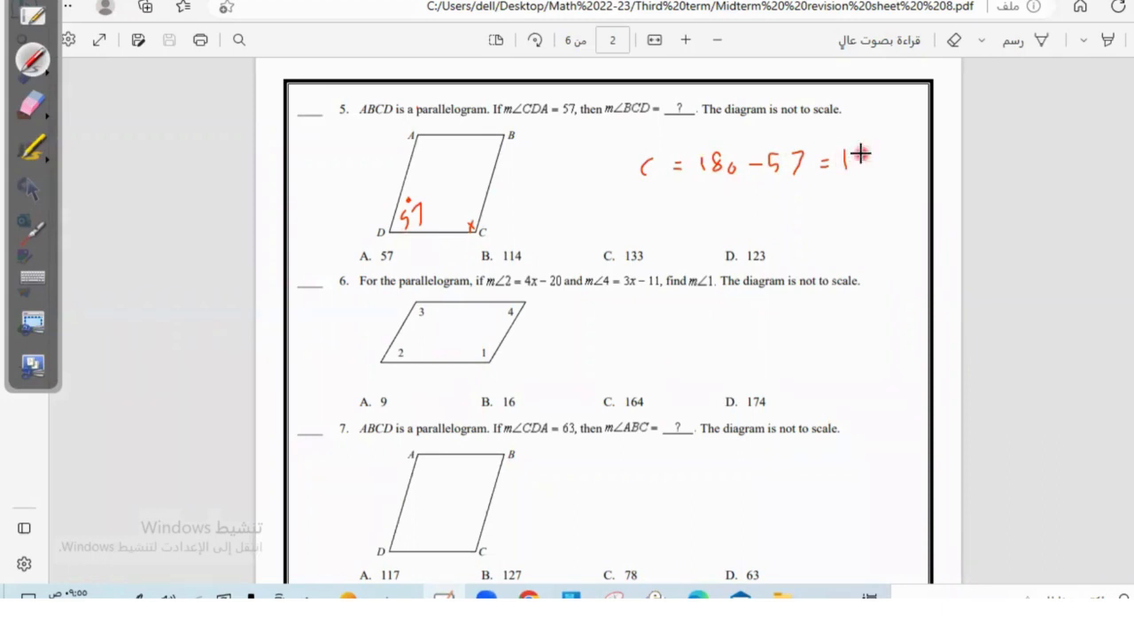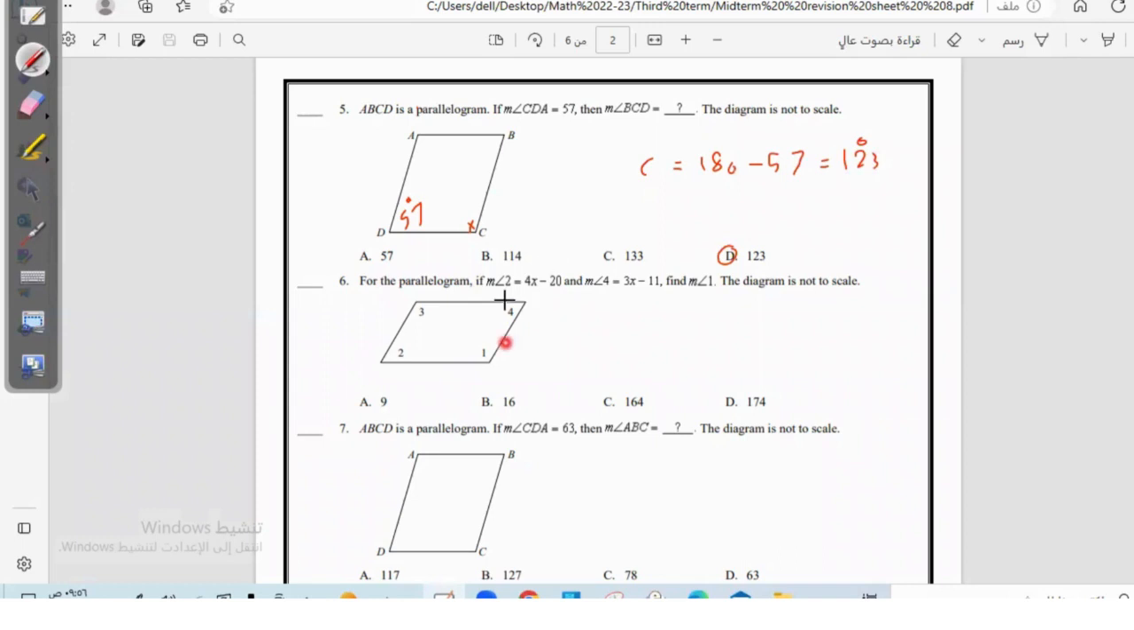123. Okay, so it's going to be 123, which is letter D. Okay, number 6. For the parallelogram, if measure angle 2 equals 4x minus 20 and measure angle 4 equals 3x minus 7, find measure angle 1. The diagram is.